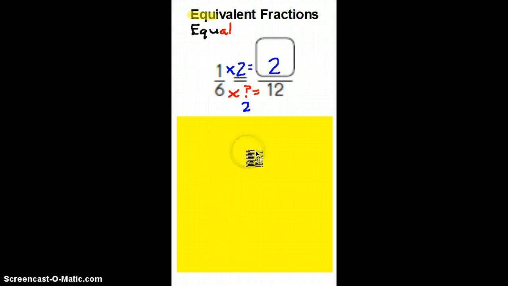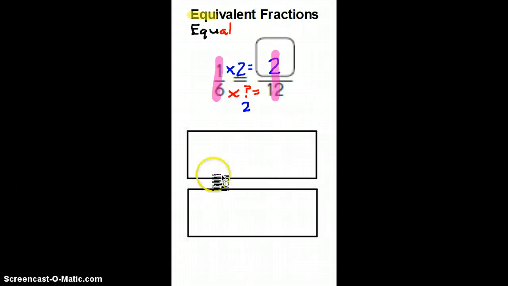Now I can show this with a picture, and sometimes you're just going to get fractions like 1/6 and fractions like 2/12. And you'll be asked, are those equivalent fractions? Are those two equal? Well, you can find out by drawing. And the way you do that is to draw two shapes like I have that are exactly the same. And then you want to show them.